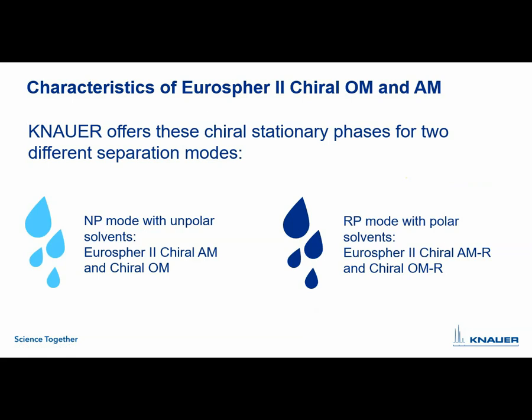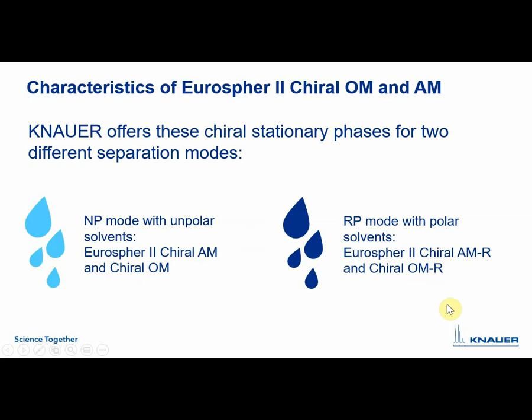Also, we offer the Chiral OM and AM for different separation modes. So very often in chiral separations, you work with some natural molecules that are used in the normal phase mode. So they are dissolved in very unpolar solvents. And then we can offer the Chiral AM and Chiral OM phases. If you're going to work with reversed phase, so with polar solvents, we have special modifications for that. So it is still Chiral AM, but with an R at the end, and OM also with an R at the end.